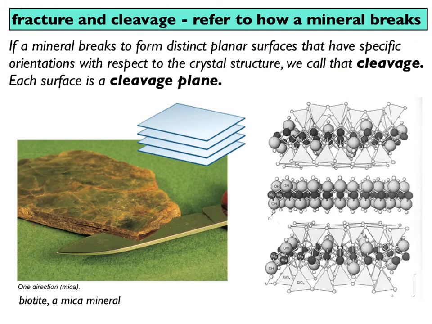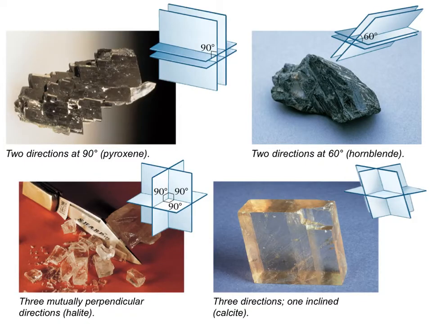Okay, fracture and cleavage. These refer to how a mineral breaks. If a mineral breaks to form distinctive planar surfaces that have very specific orientations, then that mineral is said to have cleavage, and each surface then becomes a cleavage plane. So if a mineral develops cleavages, what that means is that it has defined planes within its crystal structure that have weaker bonds between the atoms. If a mineral has equal strength bonds in all directions, then it won't cleave. It will simply fracture, and I'll show you a picture of that in a moment.